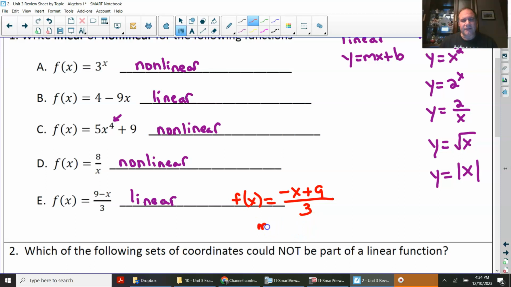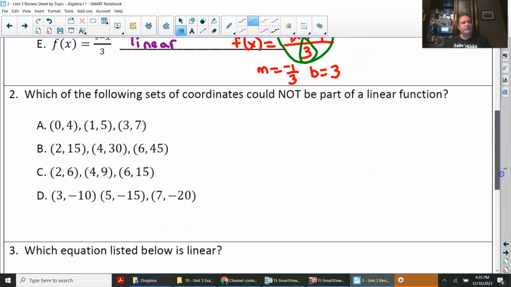Now I could identify pretty easily the slope, which is right here, right? And it's not negative x over 3. It is negative 1 over 3. So that's the slope. And the y-intercept is 9 divided by 3. 9 divided by 3 is 3. So that's what that would be, and that's why that one is linear.